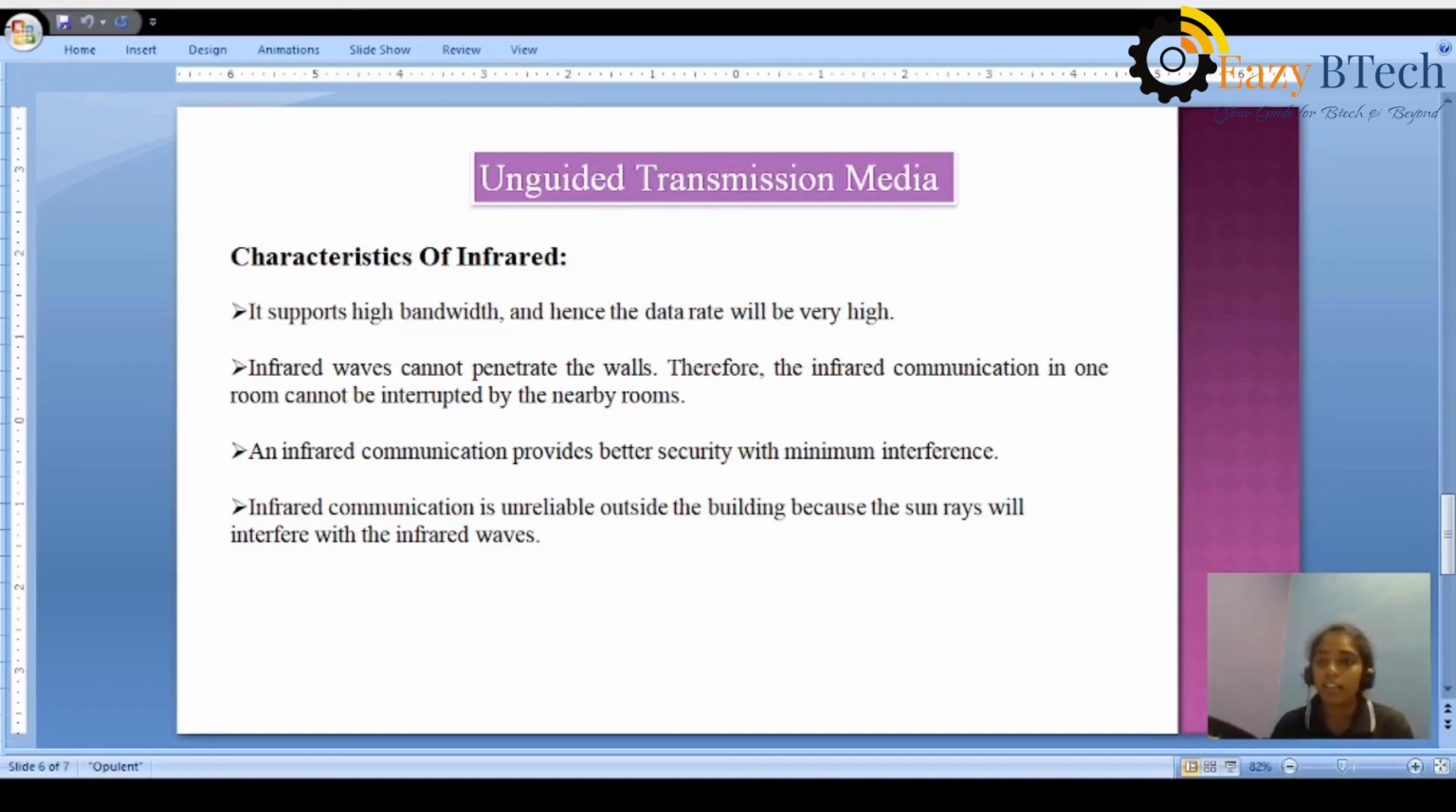These are the different types of unguided transmission media we have, and each one has some particular functionality. Majorly we use these three unguided transmission media to communicate data from source to destination. In this video, we discussed another type of microwave communication and infrared communication, and how data is communicated from one source to the destination.